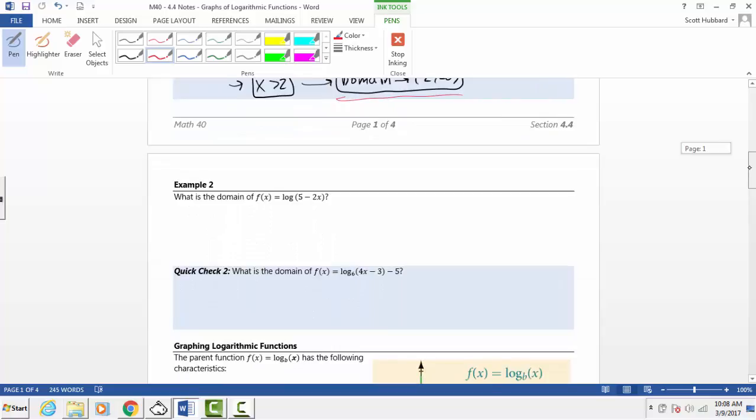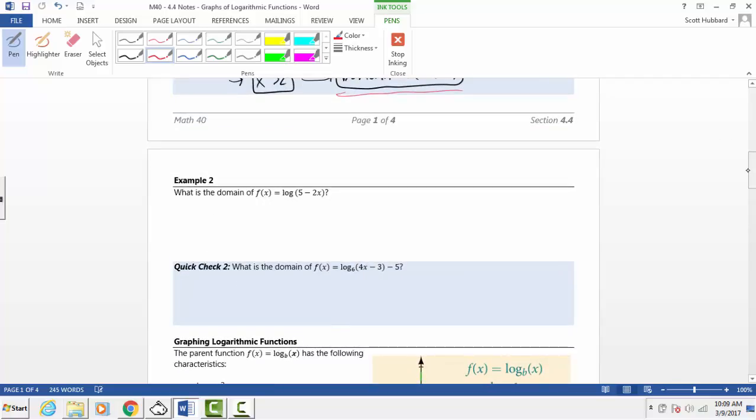Okay, so again, let's do it over here. Let's find the domain of this one. So again, just like before, all we do is set the inside greater than 0. And then we just try to solve. So I'll add 2x.